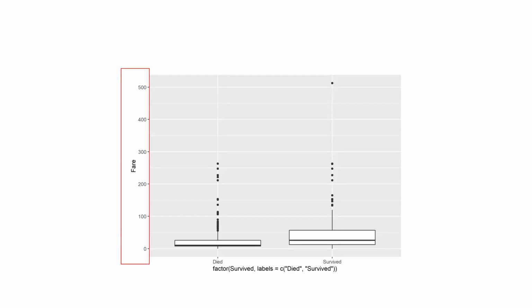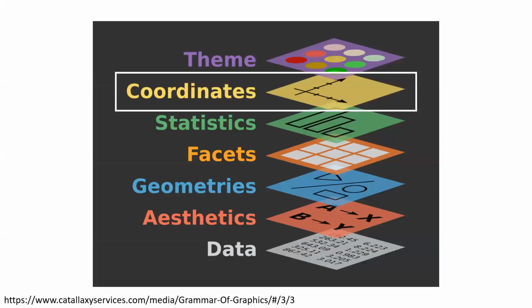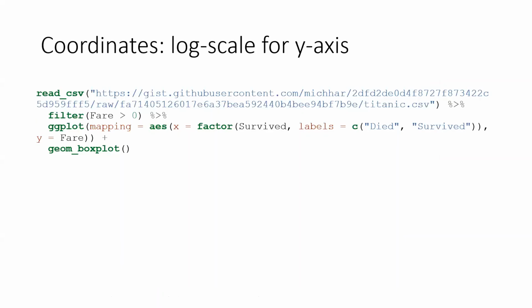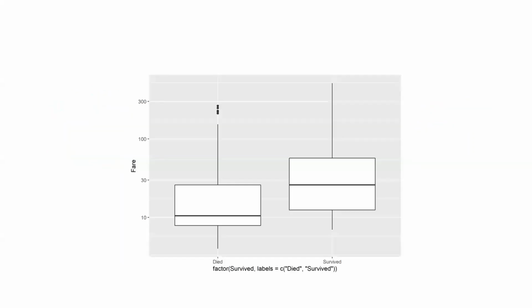So our y-axis should probably be in log scale. So let's now use the coordinates layer of our plot to convert it. The way we're going to do this is we're just going to add another plus sign and add the command scale y log 10. And all that's going to do is scale our y-axis on a logarithmic scale. And this just looks a lot better already. So now it's much easier to see the difference between died and survived groups based on fare price. We can already see that it seems like those who survived typically paid a higher fare price.